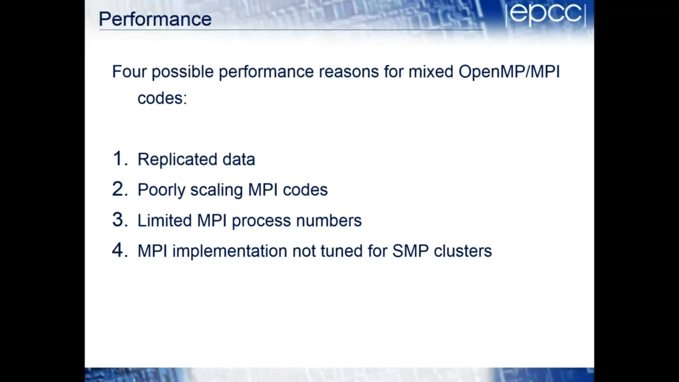Maybe three limited MPI process numbers, and introduce OpenMP. So now, instead of scaling to 100 processes, you can scale to 100 nodes, which on Archer is 2,500 processes, and then the parallelism within a node is eaten up with OpenMP threads. The fourth one used to be true. MPI implementations didn't used to take very good advantage of shared memory, but they do now. So messages between two processes on a node are very quick.